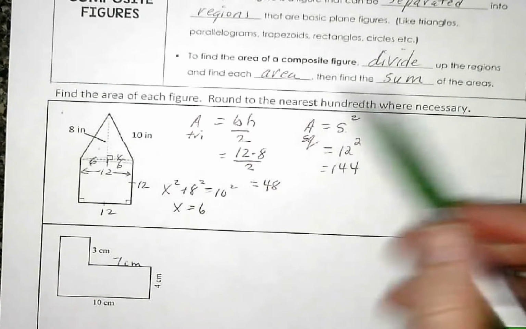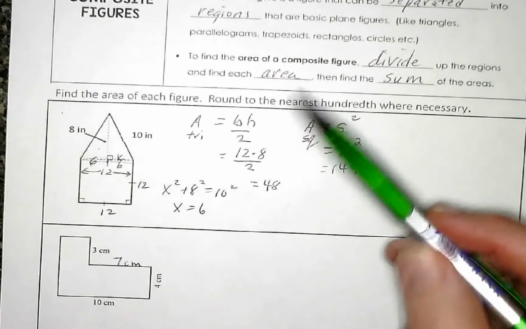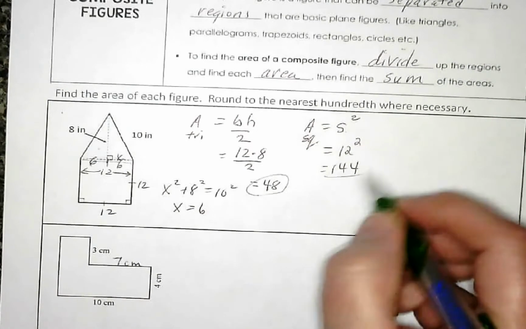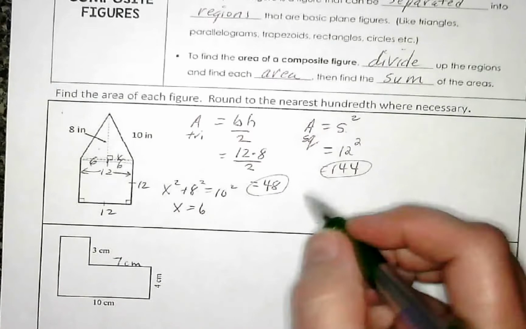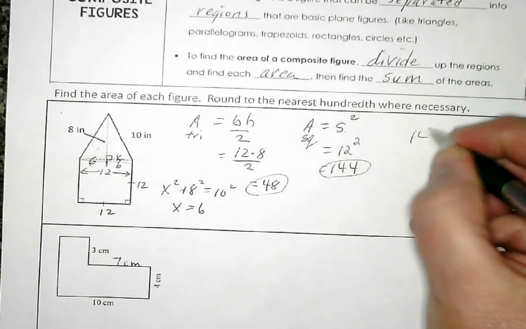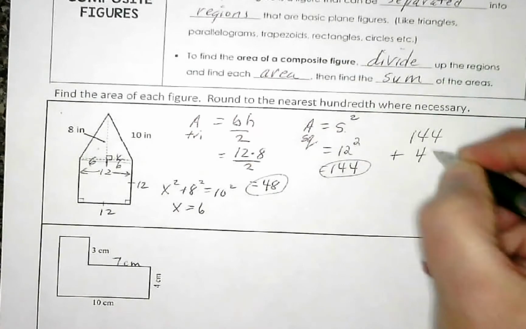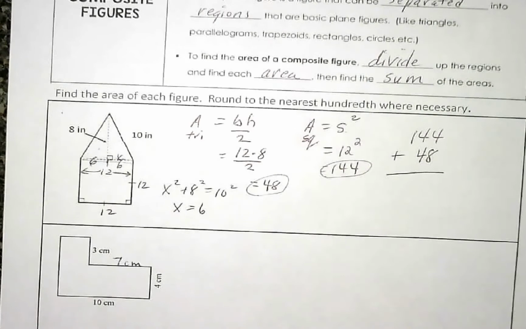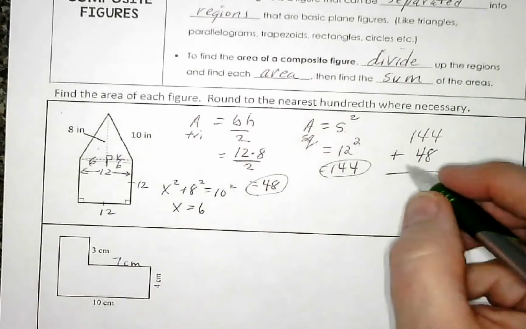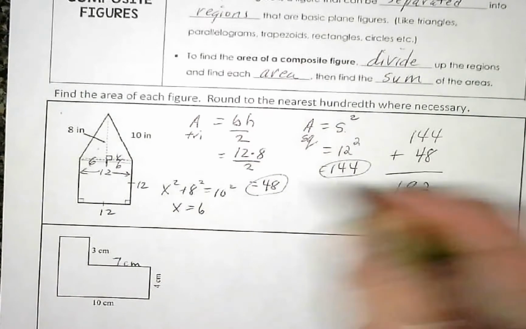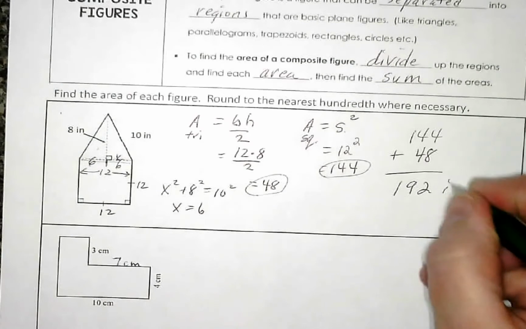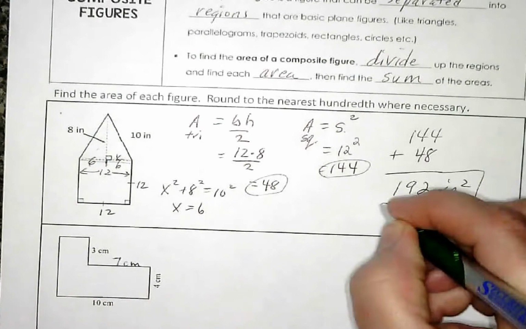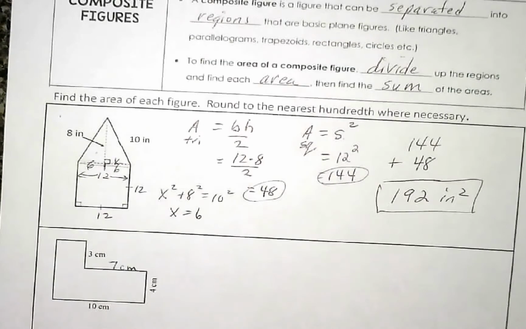So we divided up the regions. I'm going to find the area of each, which I did right here and right here. And now we're going to find the sum, or we're going to add those two together. So my total area for this shape, when I add those two together, I'm going to get 192. These are in inches. It was area, so it's square inches. Okay, so it's just taking each of those individual plane figures, finding out the area, and then adding them together.